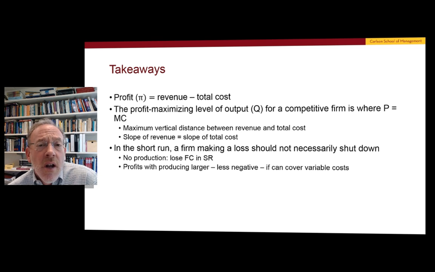Finally, in the short run, a firm making a loss should not necessarily shut down. Remember, if there's no production, the firm loses its fixed costs in the short run. And if its losses when it does produce are smaller than the losses if it doesn't produce, then it would like to produce anyway, if it can cover its variable costs.